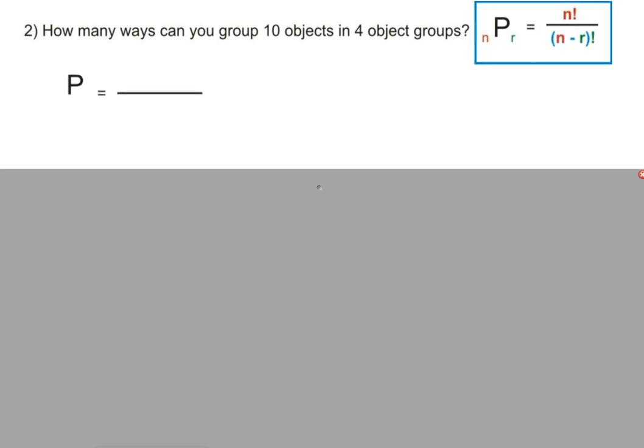How many ways can you group 10 objects in 4-object groups? So again, if you were doing this as a homework problem, the first thing you'd do is write the form for the permutation. So go ahead and do that, and then sub into the formula, and then get a final answer. Fill in the numbers on the bottom of the P, sub them into the formula next, and then get a final answer. All right? Go ahead and take that all the way to the end.